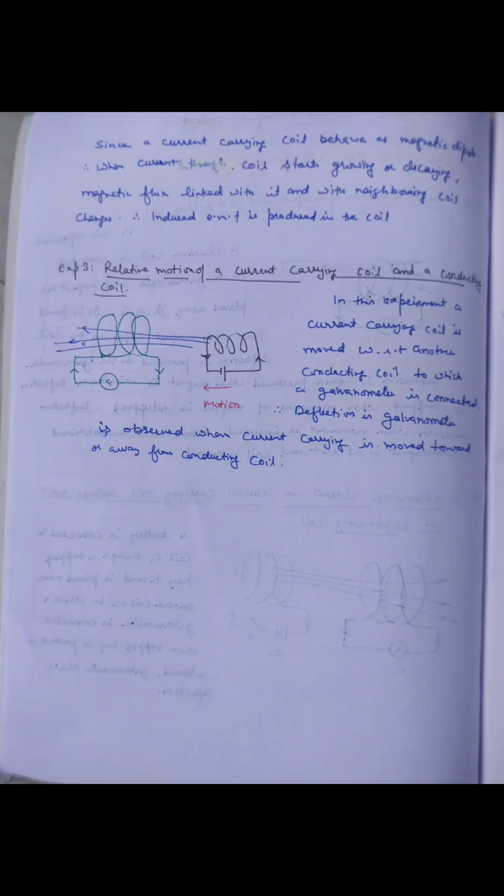Changing current in a current carrying coil induces EMF in its neighboring coil. When a current carrying coil is moved near a coil connected with galvanometer, again deflection is found in the galvanometer.